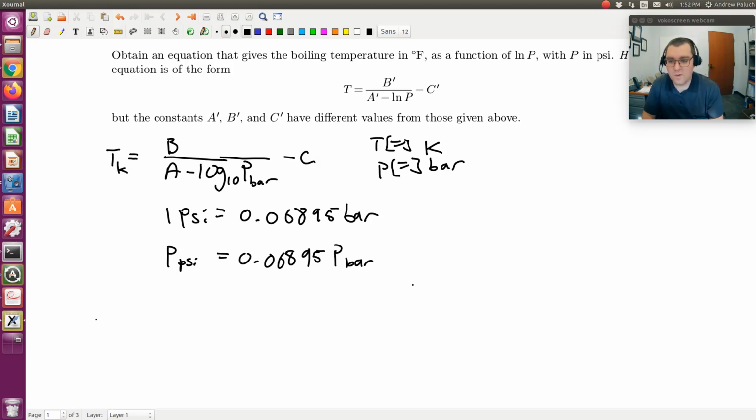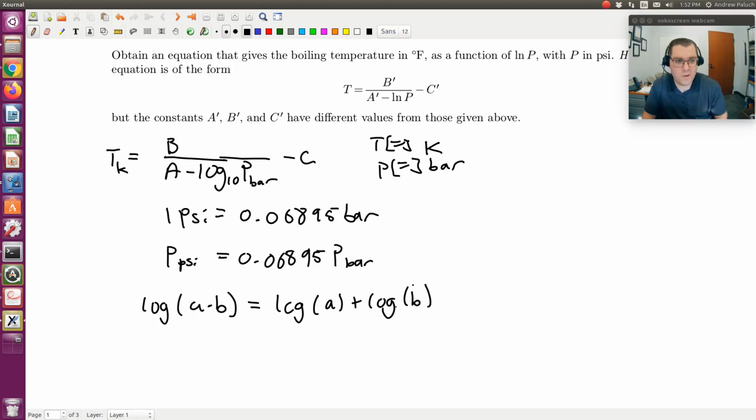Before I lose you, the first log rule I will employ is: if I have the log of the product of two quantities, say A times B, remember I can write that as log of A plus log of B. So I could take multiplication and rewrite it as the sum of the corresponding logs.